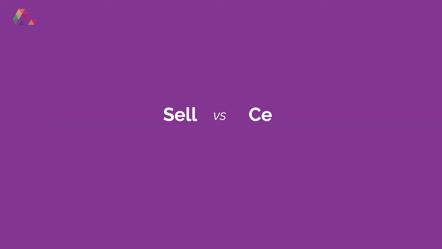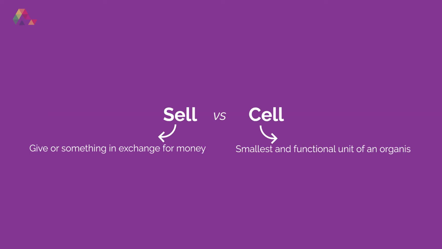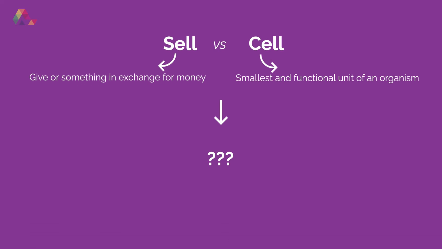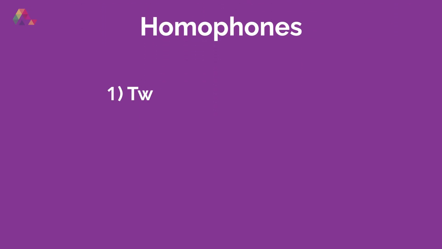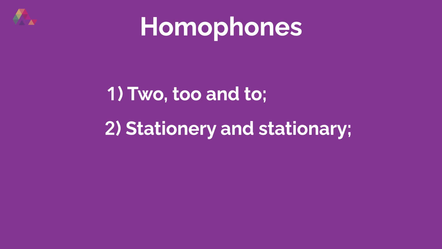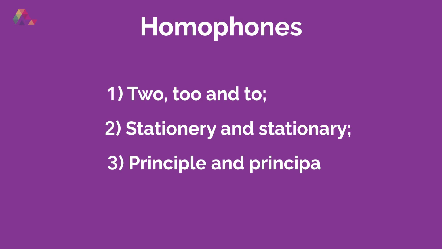Today, we're going to talk about some more commonly misused words. Words that sound the same but have different meanings have a special name. Do you remember what they're called? These words are called homophones. Some homophones we've already covered are to, too, and two; stationary and stationery; and principal and principle.